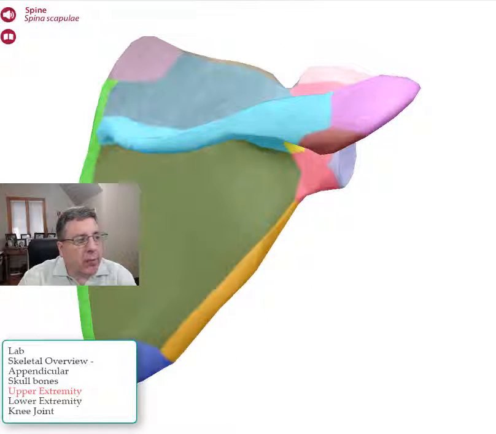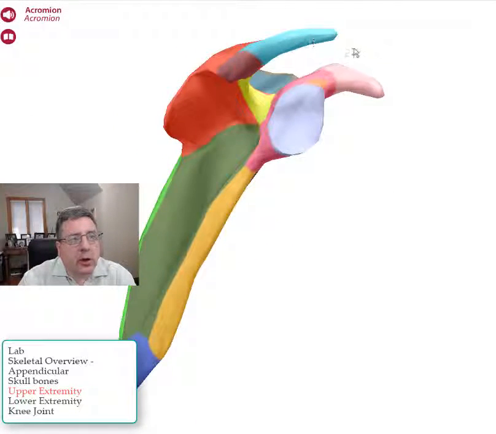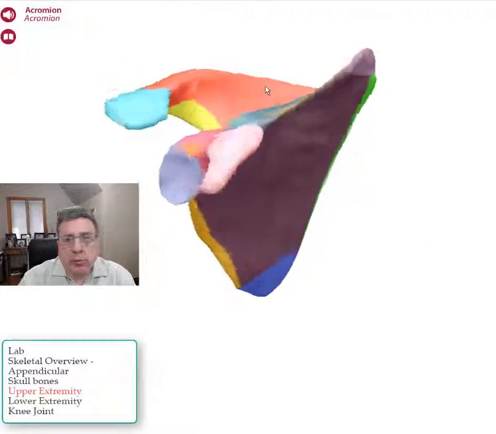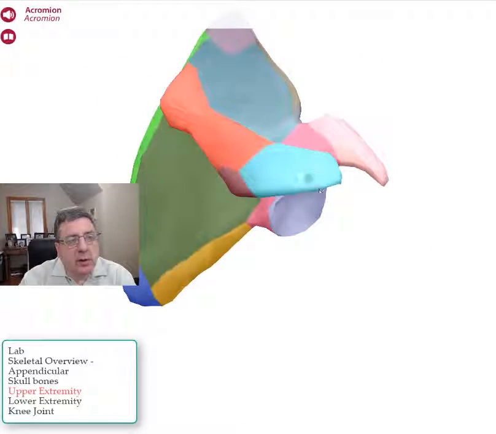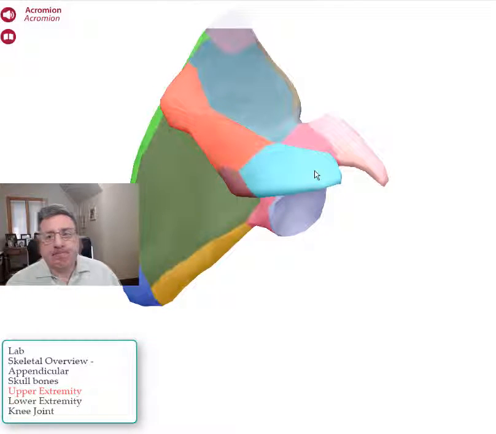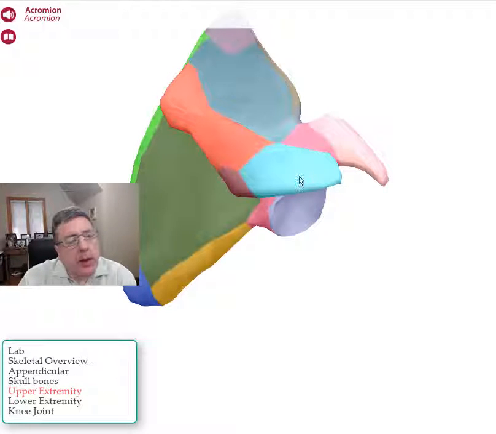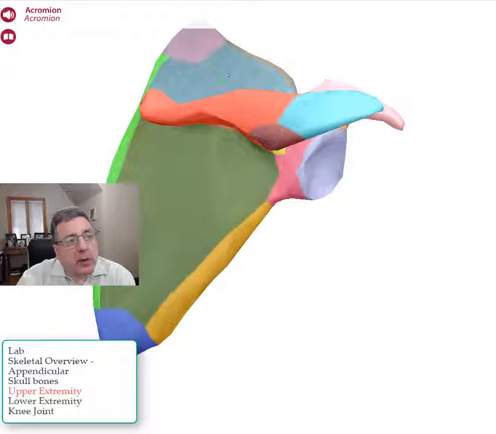Going out laterally, we have this structure here. This is the acromion process, or the acromion. This is the distal end of the spine, the end of the spine of the scapula. This is going to be used for attachments to the deltoid muscles and the trapezius muscle in that area. And again, you're going to have the supraspinatus muscle up here and the infraspinatus muscle down here.